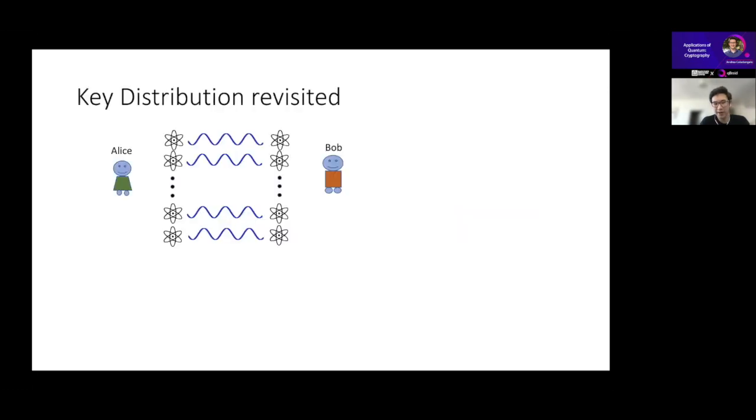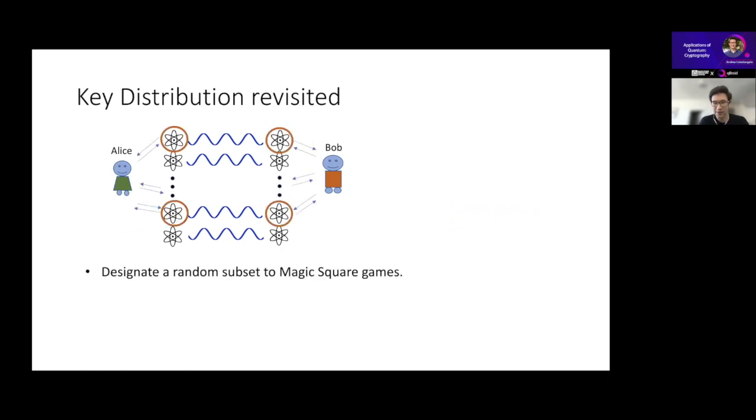And so I guess the last thing I want to say is, I won't go through this for much longer, but you can use this certification idea using the magic square game within a key distribution protocol. So essentially, Alice and Bob can test some of their EPR pairs during a key distribution protocol, and they do not have to trust that they were manufactured correctly. Okay. So I'll skip this.